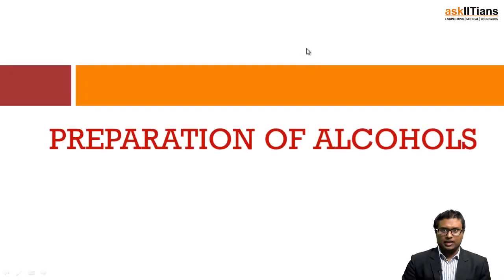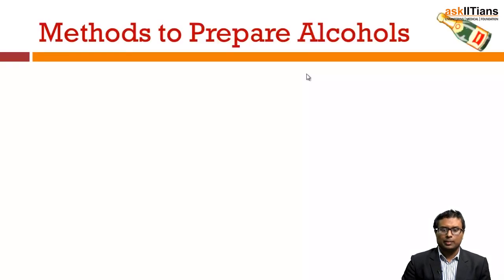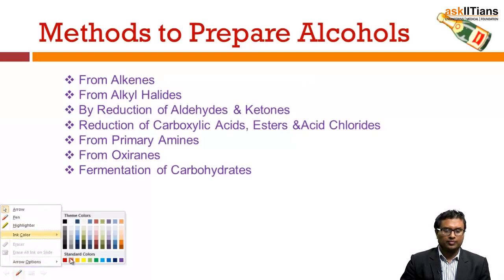In this part we will be discussing how to prepare an alcohol, phenol, or an ether from different organic compounds. So, let us start with our part. Preparation of alcohols. What are the different methods to prepare alcohols? You can get alcohols from the following.